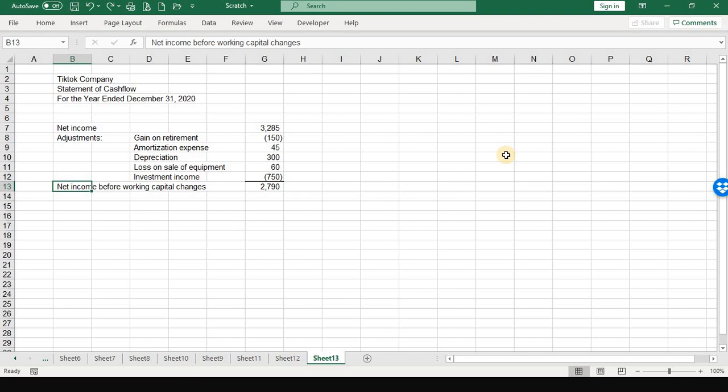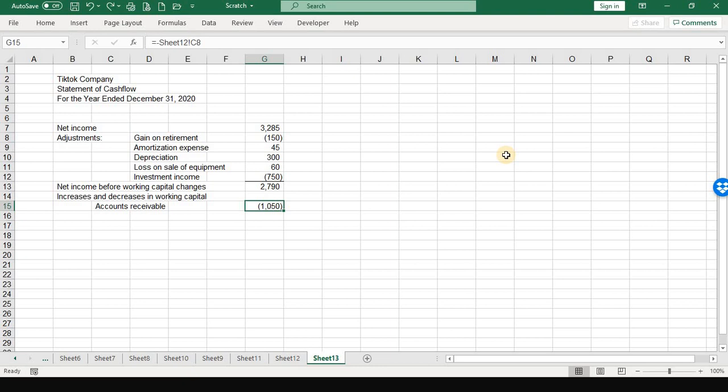Then after this, the increases and decreases in working capital. Again, working capital is the difference between the current assets and current liabilities. Starting with accounts receivable. The accounts receivable is deducted for 1,050 pesos. Again, looking at the accounts receivable on our accounting equation, there is an increase of 1,050 pesos.